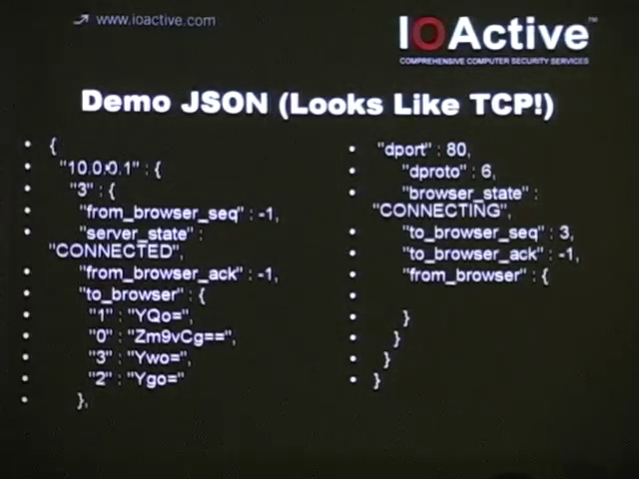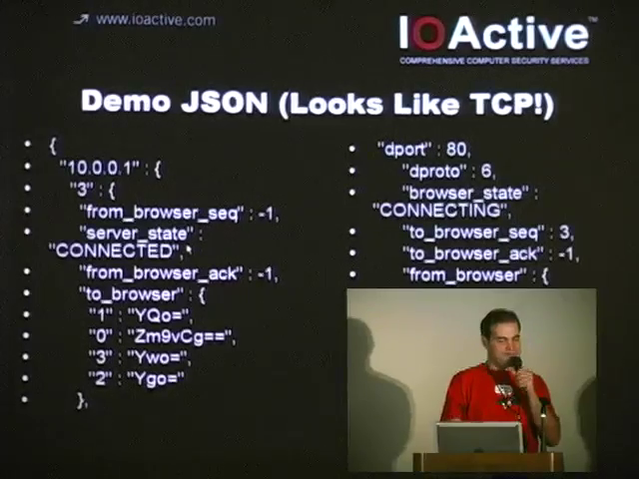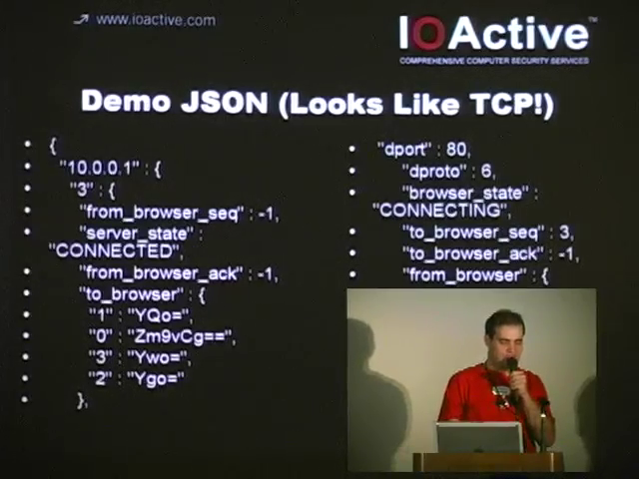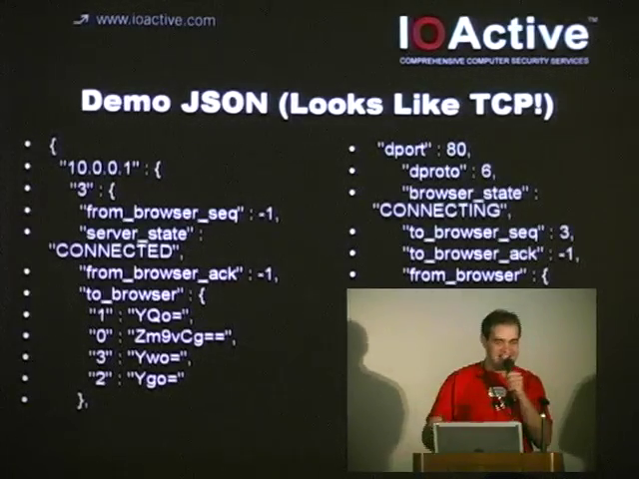hi, you have a connection, you're going to have a set of connections to 10.0.0.1. Connection 3 in there is going to have some sequence numbers, some acknowledgement numbers, some data to the browser, some browser state, some server state. Okay, fine, I ported TCP to JavaScript. What? It's a fun Saturday night.